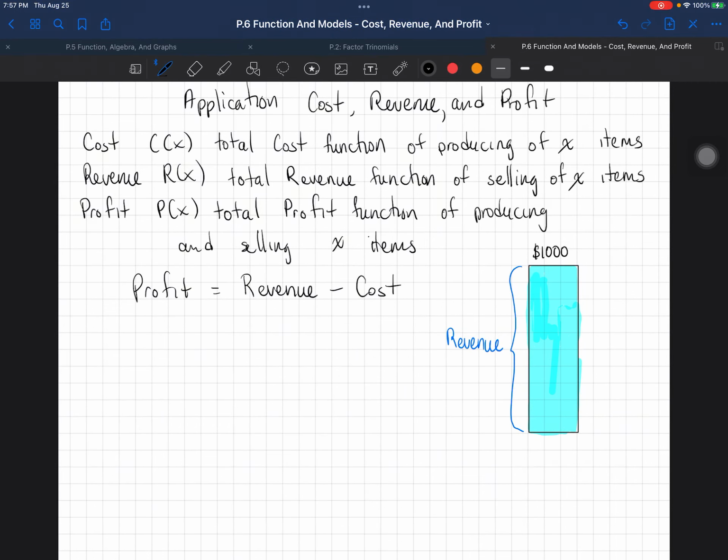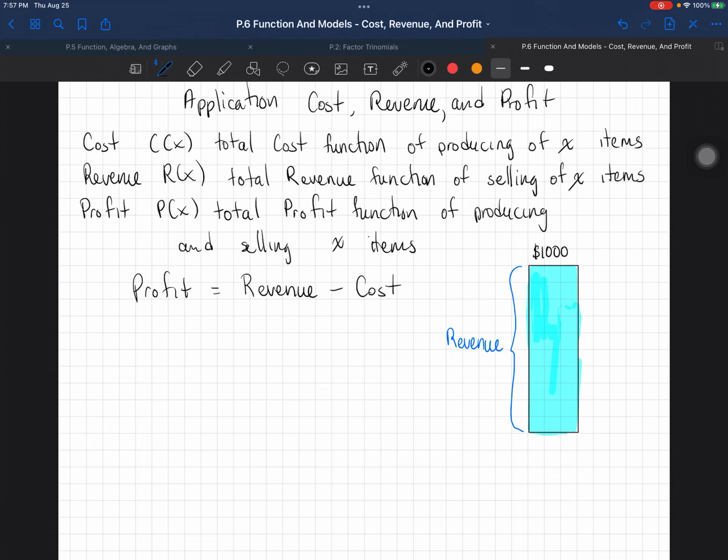Hi class, welcome back. We're gonna go over some of the definitions of cost, revenue, and profit. We're gonna put it all together. So in this section, we'll talk about and apply some of these functions.